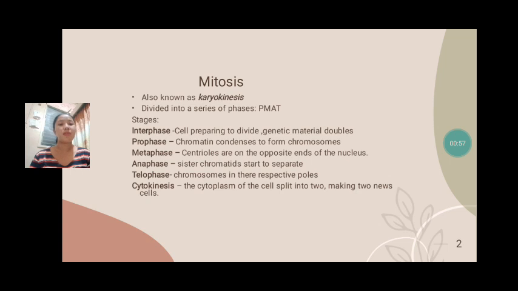Mitosis is also known as karyokinesis. Karyokinesis is the process of cell division, and mitosis is divided into a series of phases, or stages. There are 6 stages into which mitosis is divided. First is the interphase.